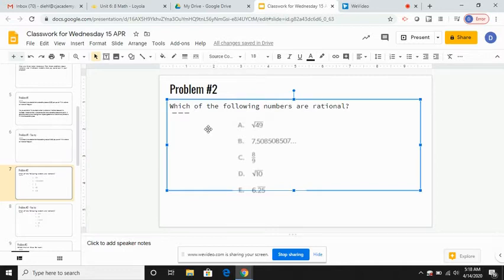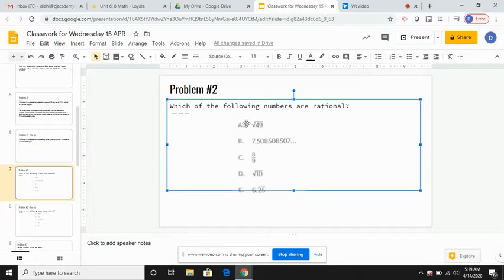B, since this decimal never ends and never repeats, it says 508, 508, 507, and then dot, dot, dot. That dot, dot, dot is a key indicator that we're talking about an irrational number, because if it repeated, we would have that line over a number. But since it's got the dot, dot, dot, that's an indicator that this decimal goes on forever and it doesn't repeat. Therefore, B would be irrational.